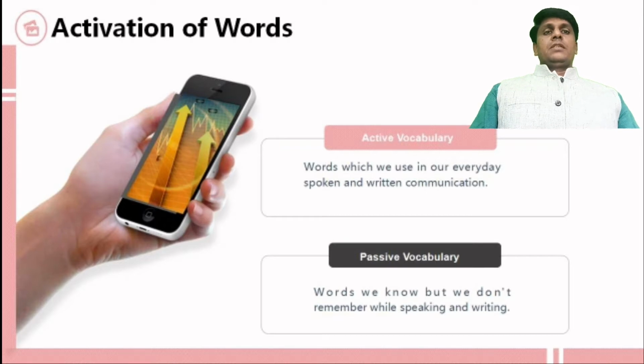So the first dimension I have to work on is to make my passive vocabulary into active one. And that is very important. I must remember all the words immediately so that I can communicate smoothly.